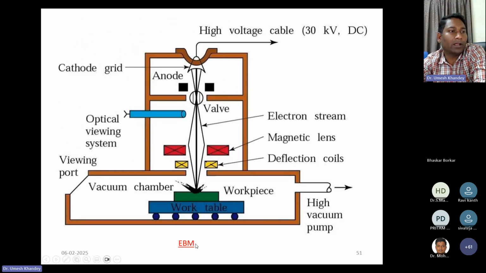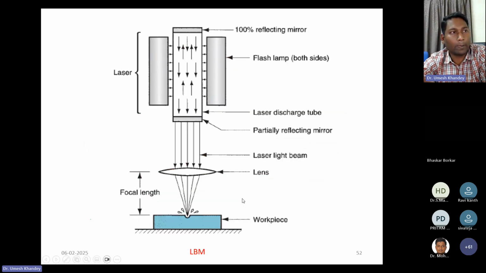Next one is electron beam machining. You can see the high-energy beam is directed through various lenses to strike the workpiece. The kinetic energy or high heat is ultimately going to evaporate the material in the form of chips from the workpiece. This one is the laser beam machining setup.